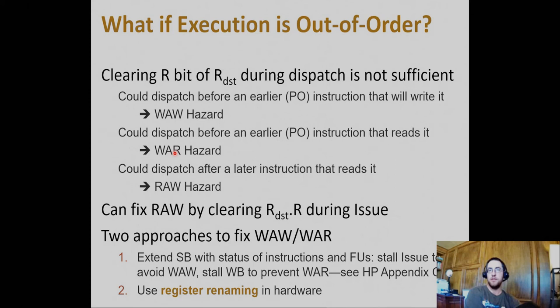However, there is another option, which is to use register renaming in hardware. When the compiler generates statically scheduled instructions, it allocates new registers to avoid these name dependencies. Well, we can avoid these name dependencies becoming hazards by doing the same thing but in hardware. So we can allocate new registers, or really new register names, for the destinations of instructions. And register renaming combined with scoreboarding is actually a fairly elegant solution.